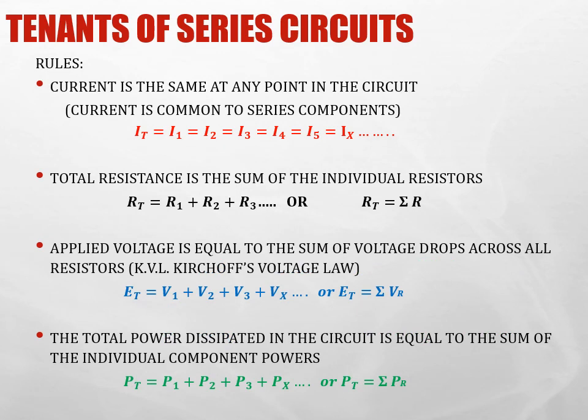So, for series circuits, we learned that the current is common anywhere along the circuit, where the total current is equal to the current at any given resistance. The total opposition, or the total resistance, is equal to the sum of the individual resistances in series. Next, we learned Kirchhoff's voltage law, where the total voltage must equal the sum of the individual voltages dropped at each resistor. The final tenet for series circuits is power. Power adds in a series circuit. The total power is equal to the sum of the individual powers.